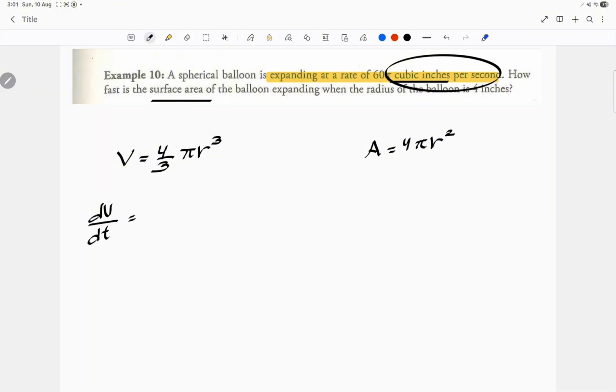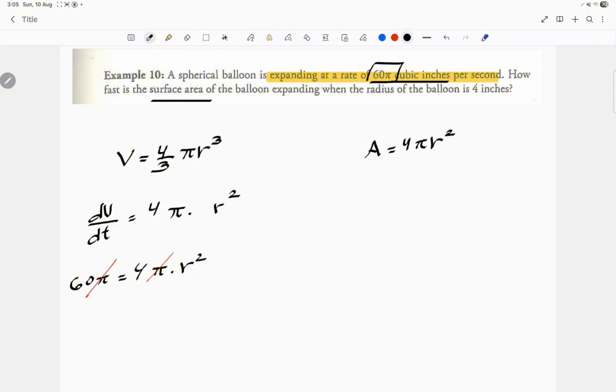Differentiate, please. So 4 over 3 pi, 3 goes down, r squared. The 3 with the 3 go away. So now, instead of dV over dt, we already know it's 60 pi. So 60 pi is equal to 4 pi r squared. Cancel the pi's, and 60 over 4 is... Don't forget to put dr over dt.